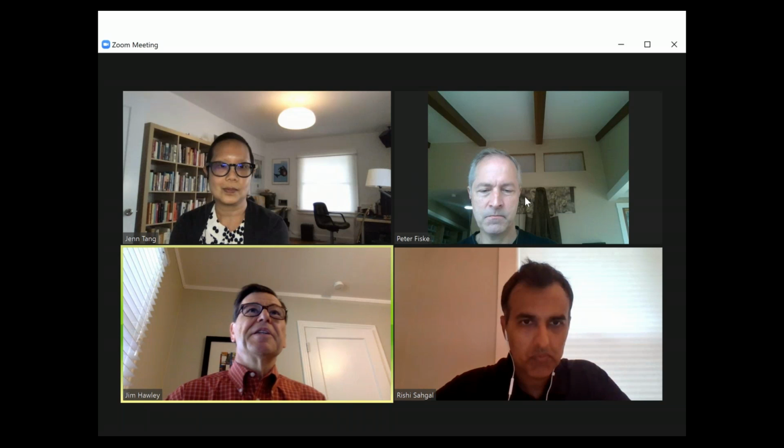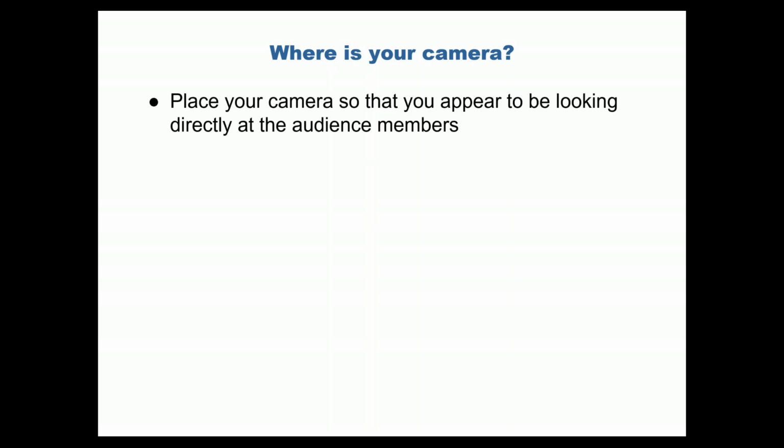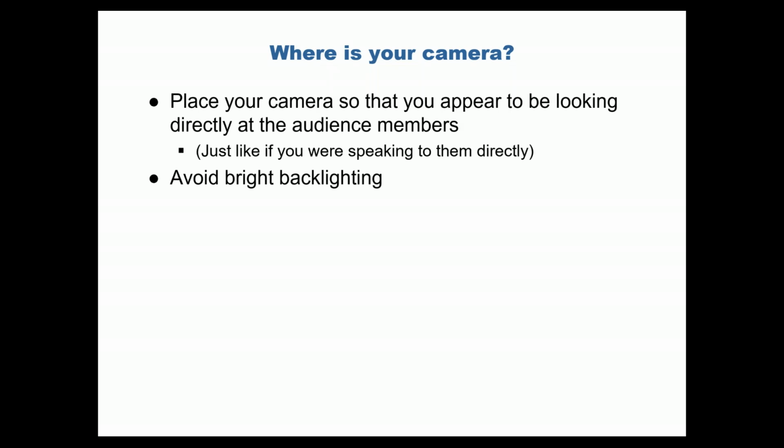And I'm not perfect, but let me show you why I chose the layout and the format to my environment, okay? What I am trying to do is create an environment where you can see me easily. So first off, where is your camera? Place your camera so that it appears to be looking directly at the audience members, because this is what we would be doing if we were talking together, just like if we were speaking.